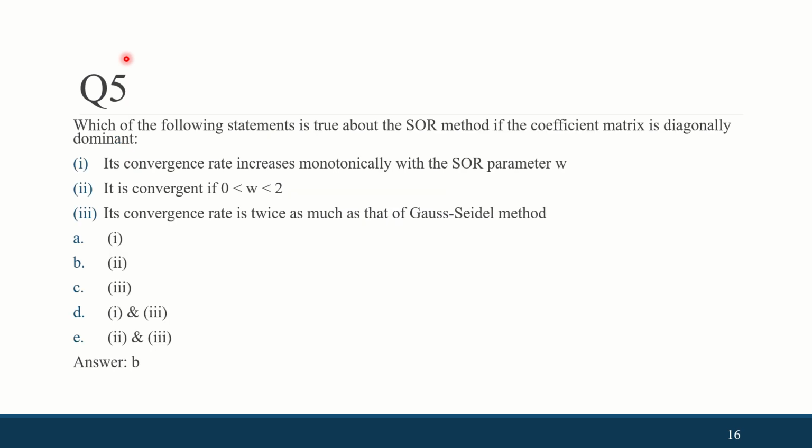So question 5, its convergence rate increases monotonically with SOR, successive over relaxation method. It was about introducing an additional parameter omega, where omega varies between 0 and 2. The convergence rate monotonically increases with omega. It is false because it is not increasing monotonically. Although the convergence rate is increased in the SOR technique, it is not increasing monotonically. So that one is a false statement.